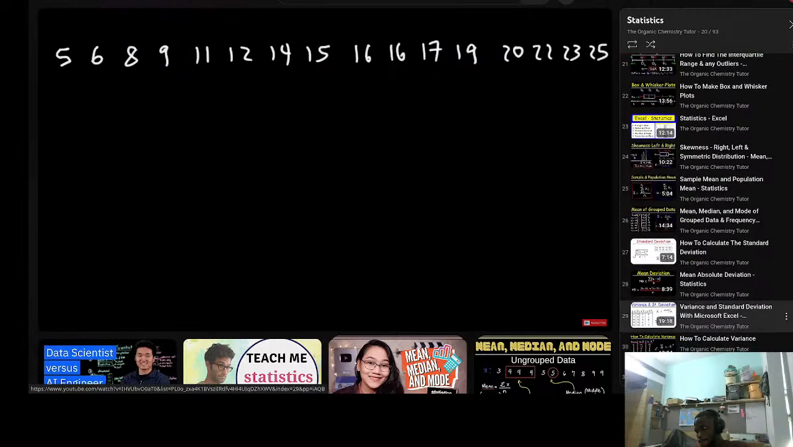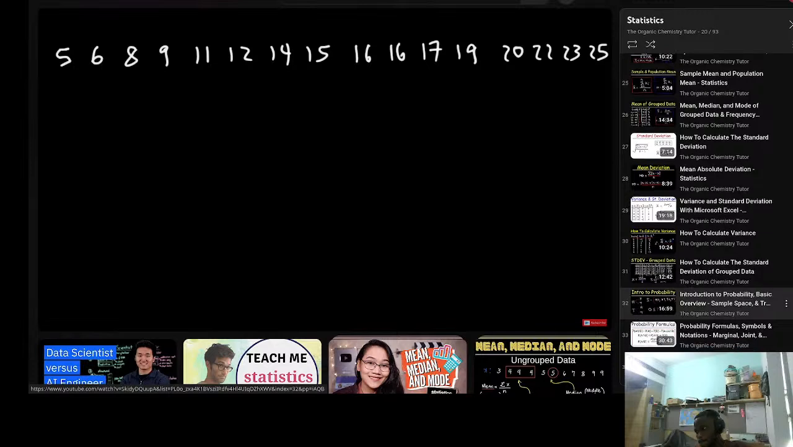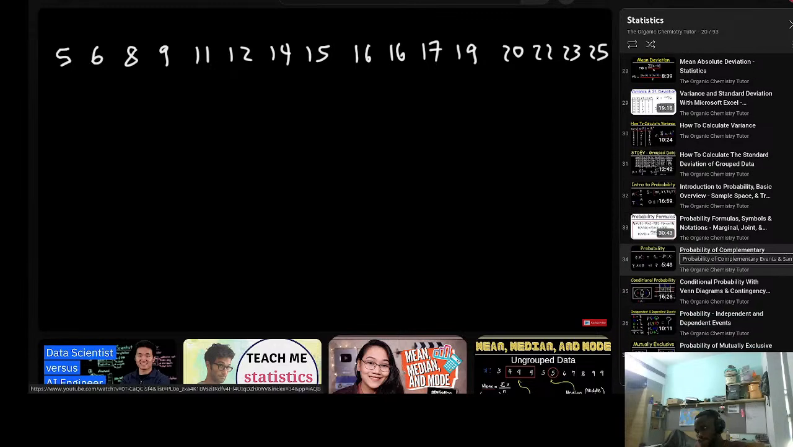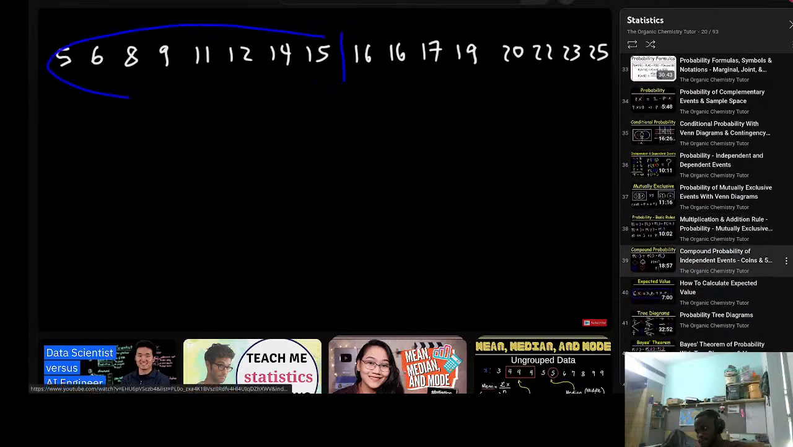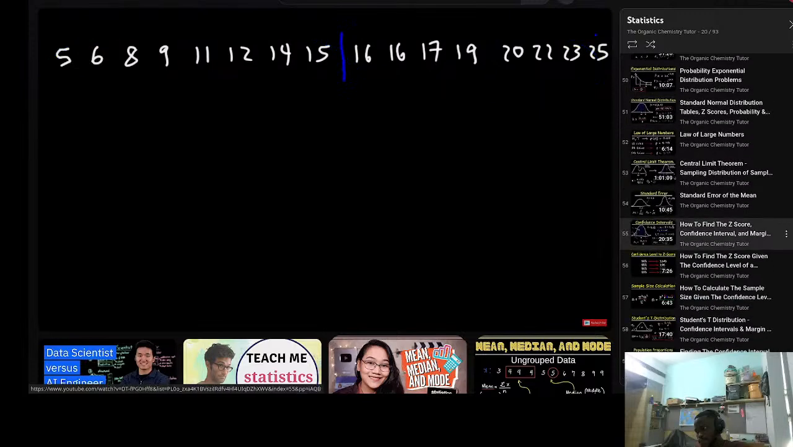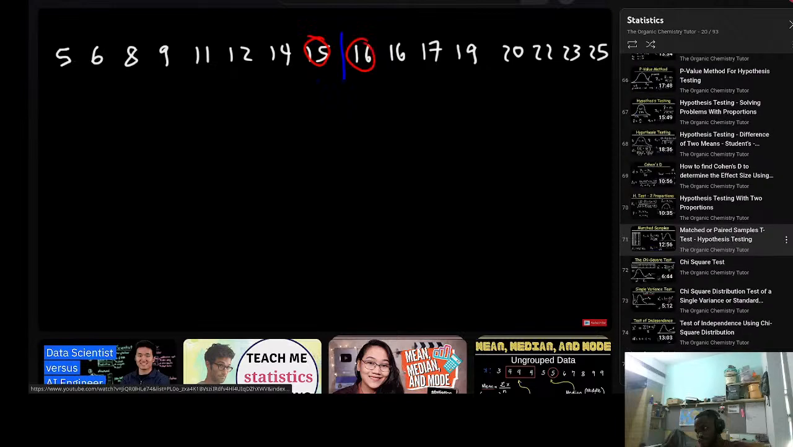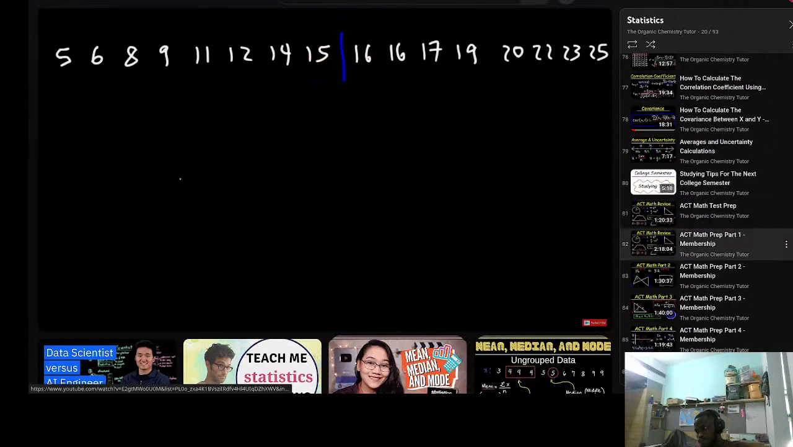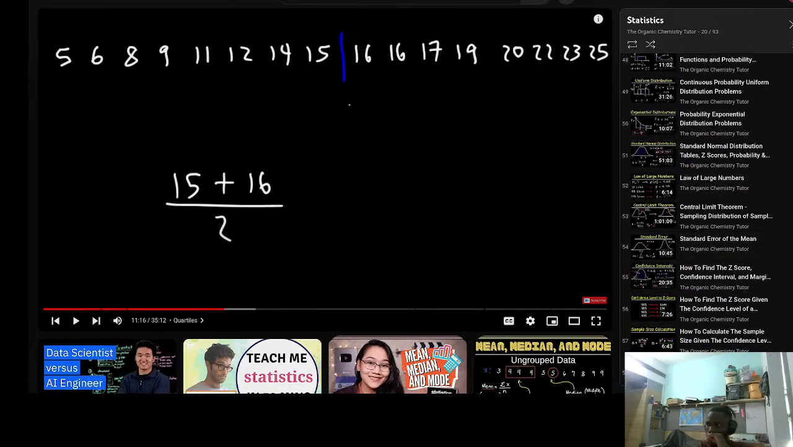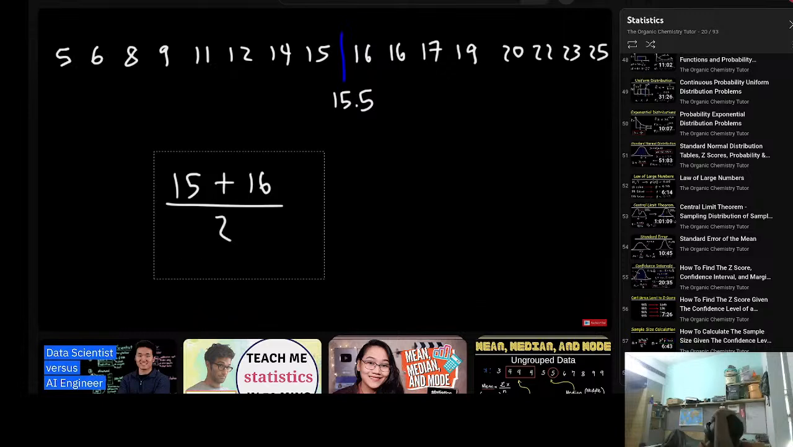Let's try another example. So this time we have an even number of items in this list. So let's determine the first, second, and the third quartile. So let's split the data into 2 equal parts. So here we have 8 numbers on the left and 8 numbers on the right. So this time, the median is going to be the average of 15 and 16. If we add those 2 numbers and then divide by 2, this will give us the midpoint, or the average of those 2 numbers, which is 15.5. So that is our second quartile.